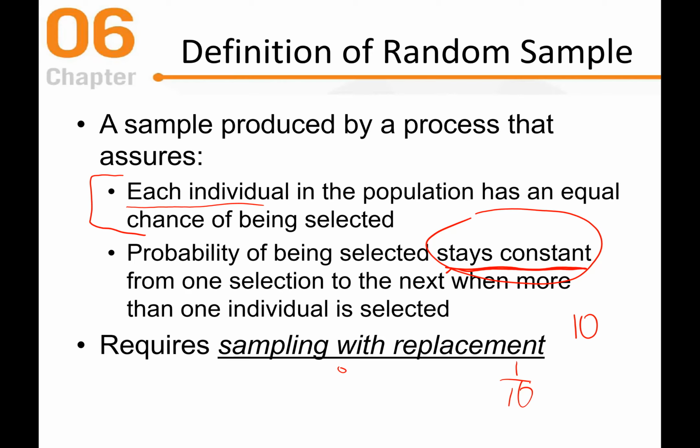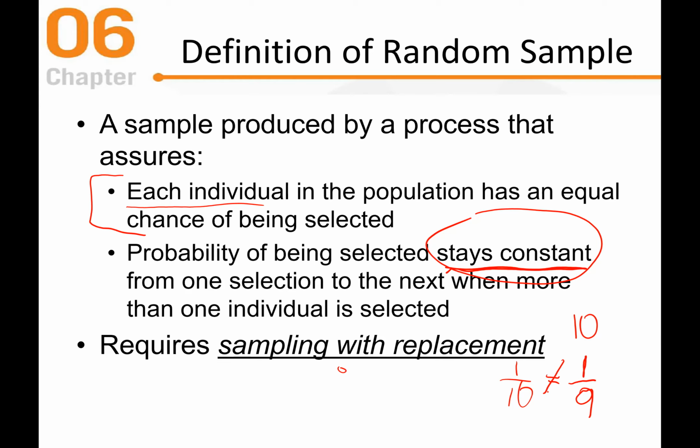then what's going to happen is that when I go to pick the second person for my sample, the probability of selecting that person is going to be, well, the total number of possible outcomes is now 9, and it's 1 out of 9. Well, 1 out of 9 does not equal 1 over 10. That is a different proportion. So we have violated the random sampling process.